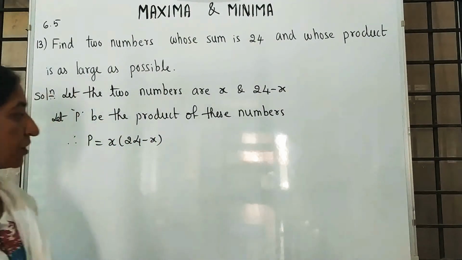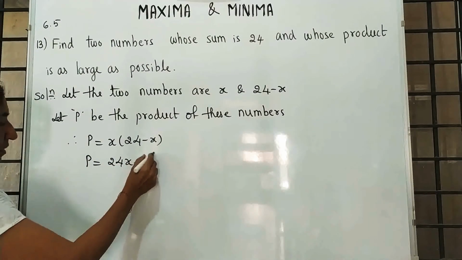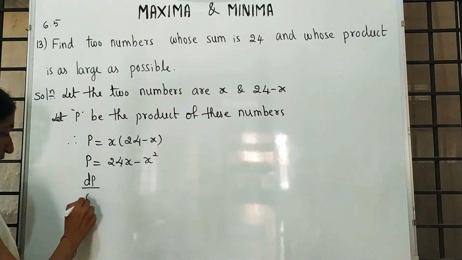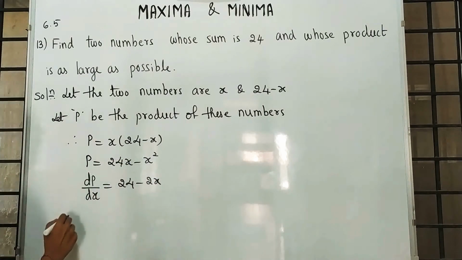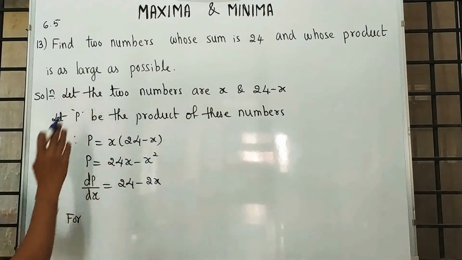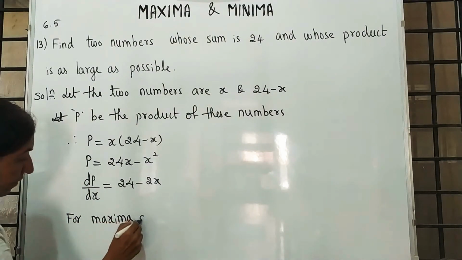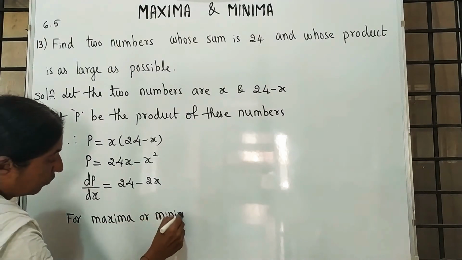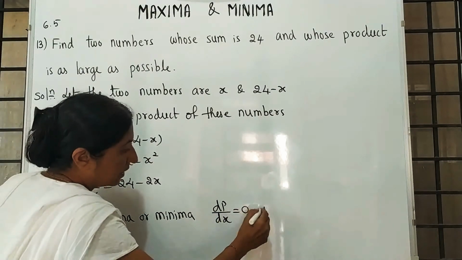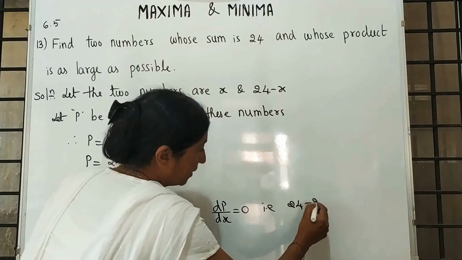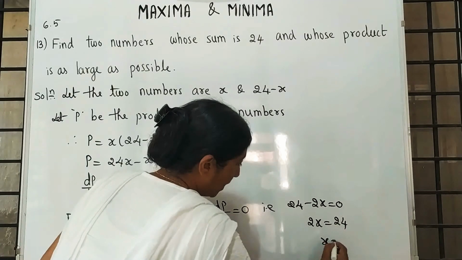Before differentiation, first remove the bracket to make it simple: 24x minus x square. Now differentiate with respect to x. For maxima or minima, whatever you want to calculate, the first derivative should be equal to 0. That is, 24 minus 2x is equal to 0. 2x is equal to 24, so x is equal to 12.